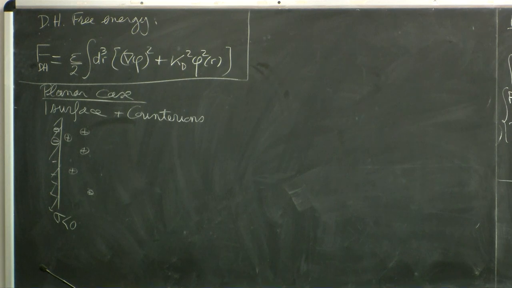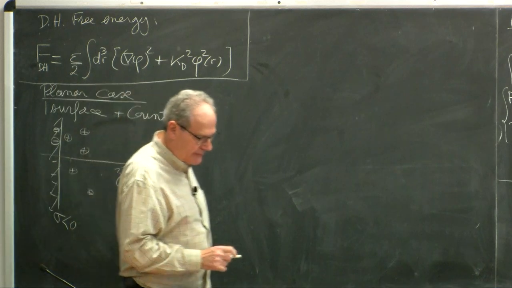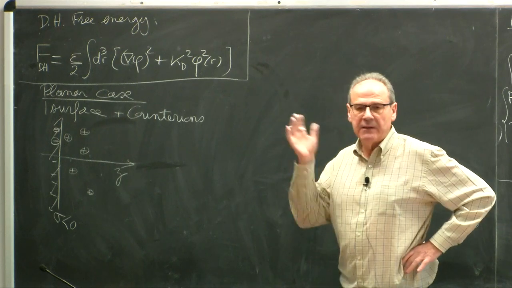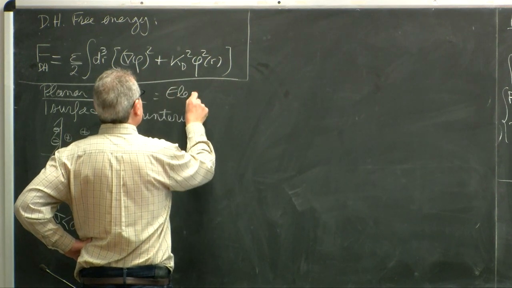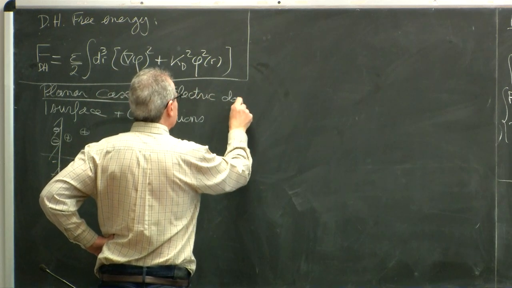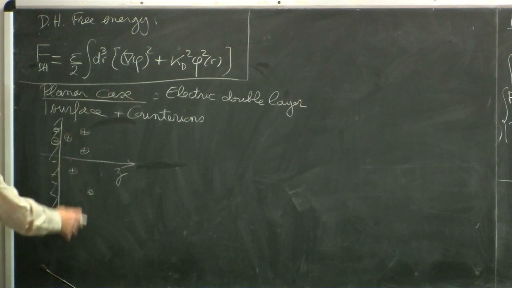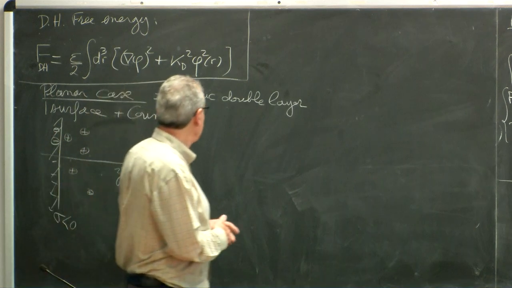So it's the simplest geometry that you can imagine. Let me call the axis Z, and I will assume that it's monovalent ions. This problem is called the electric double layer. The reason is, as we will see, that there is a layer of counter ions covering the wall with a certain profile which decays slowly to infinity.